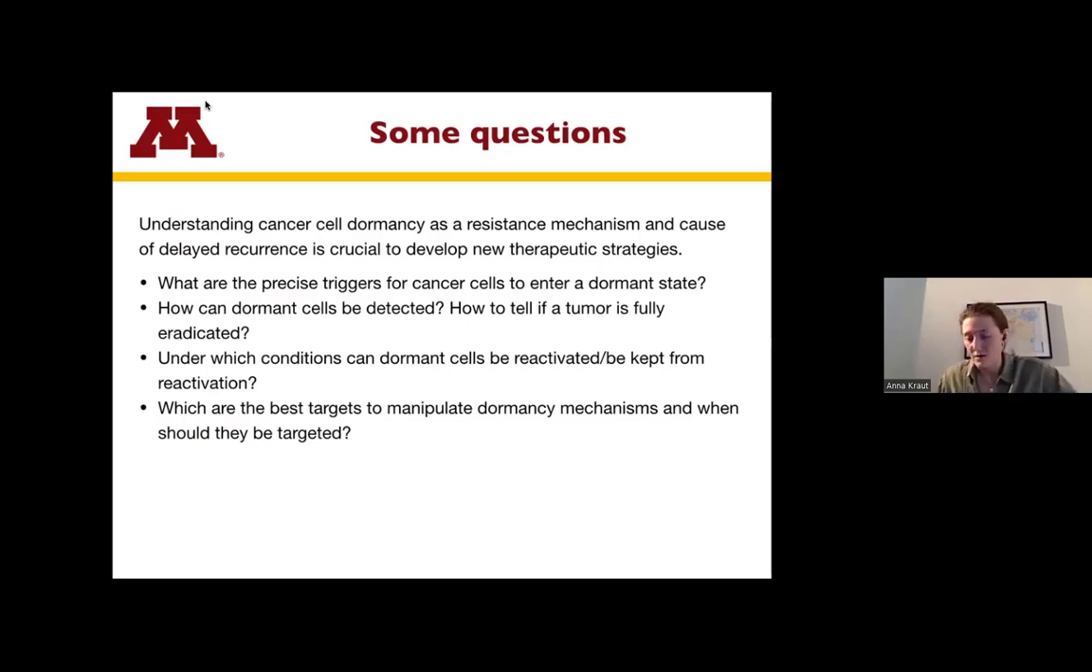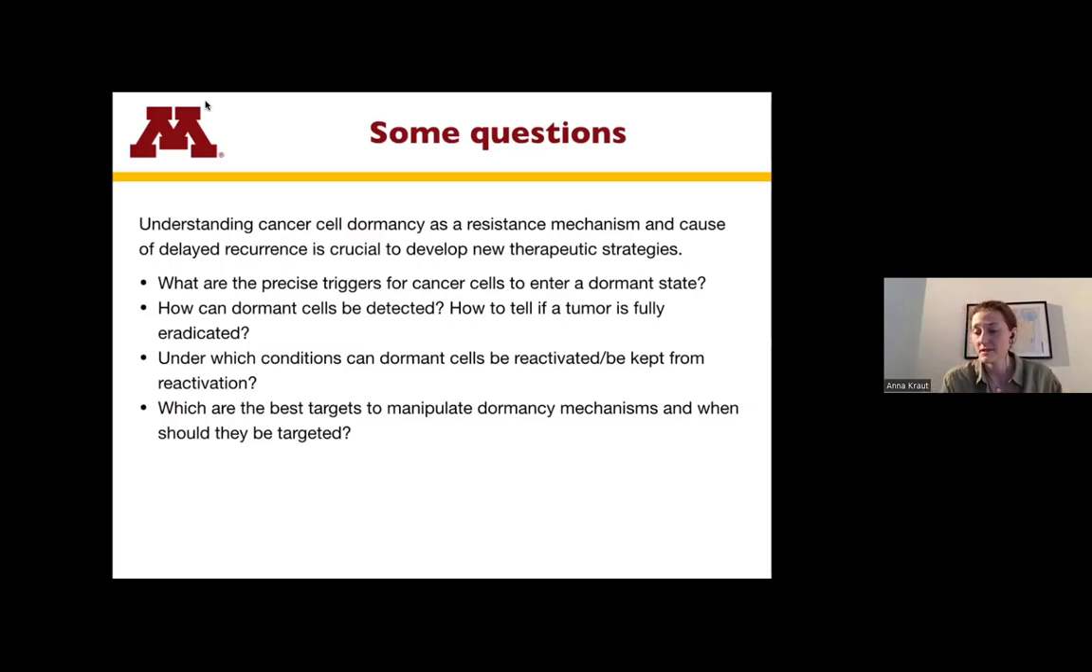So if we look at cancer progression, how can we tell if a tumor is actually fully eradicated or if there is still a reservoir of remaining dormant cells that can reactivate at a later time point? Under which conditions can these dormant cells be reactivated or kept from reactivation?